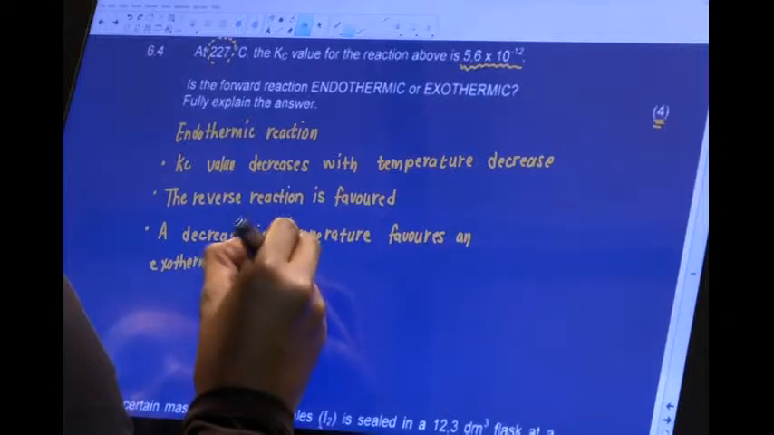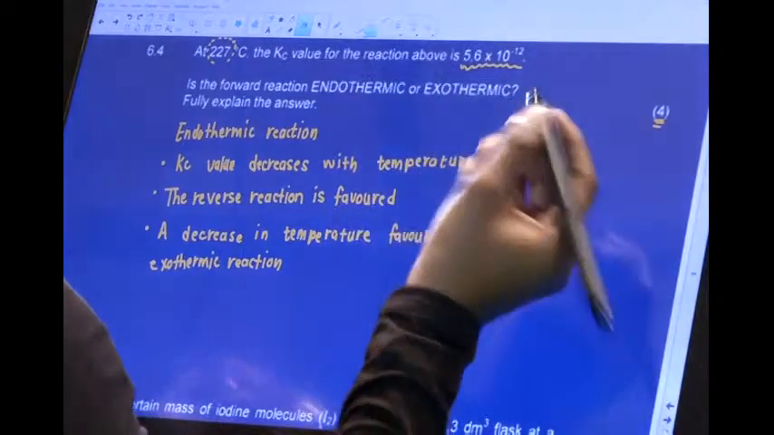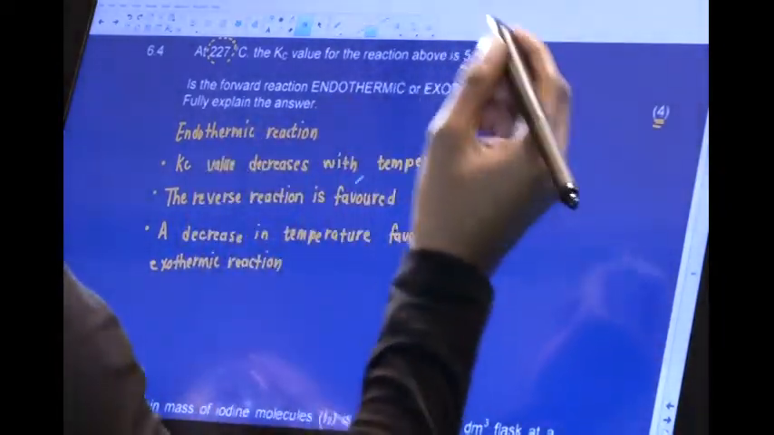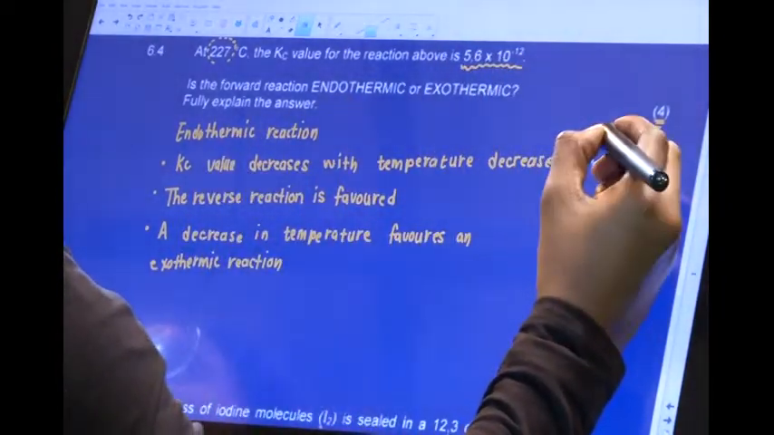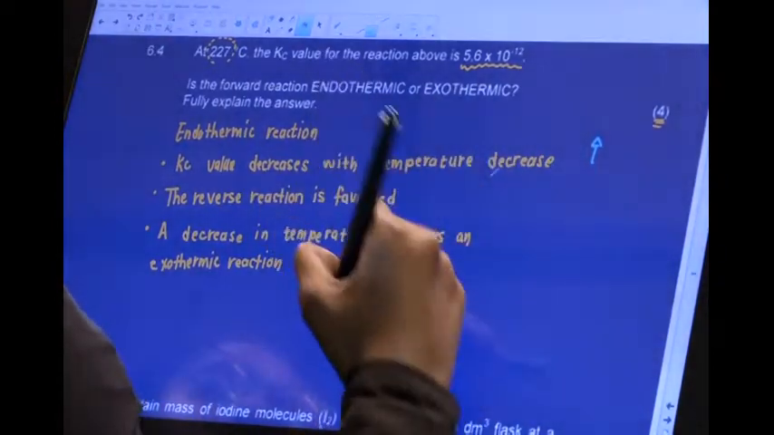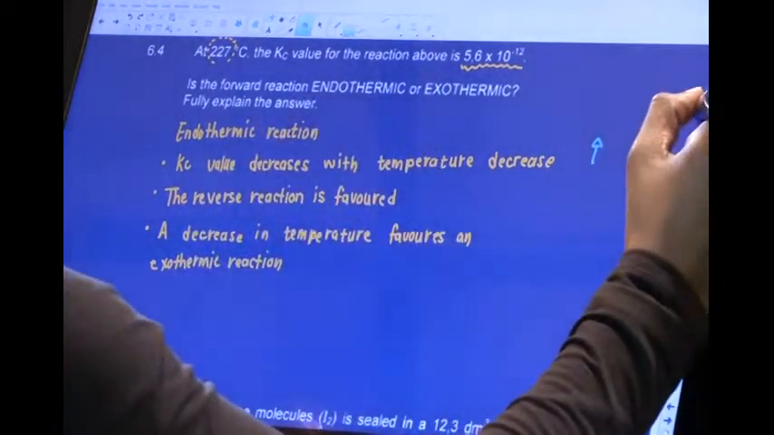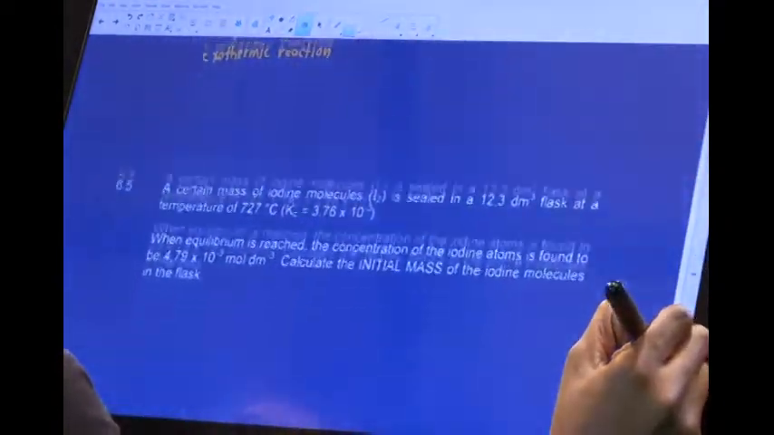You could have done it the other way around. Here we said with a temperature decrease, but we could have said with a temperature increase, the forward reaction is favored, and an increase in temperature favors the endothermic reaction. So we could have done it like that as well. We're not going to get penalized for writing it like this.